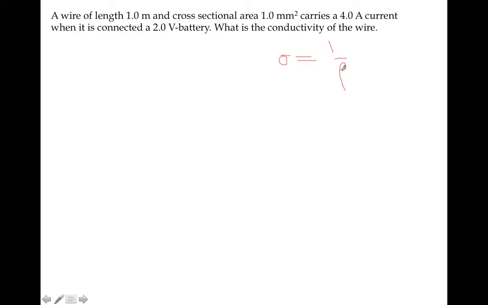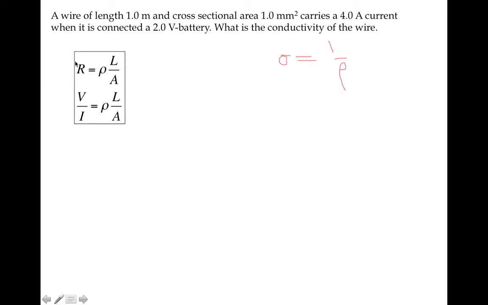Resistivity tells how resistive the wire is, and the conductivity is related to how good a conductor the wire is. So both of them are electrical properties of materials. If the conductivity is high, that means good conducting material. If the resistivity is very high, that means it's a bad conducting material or insulating material. Okay, so let's see how we're going to solve this.